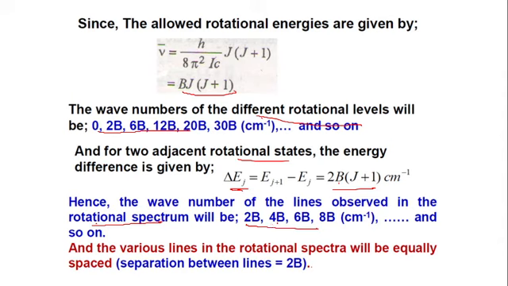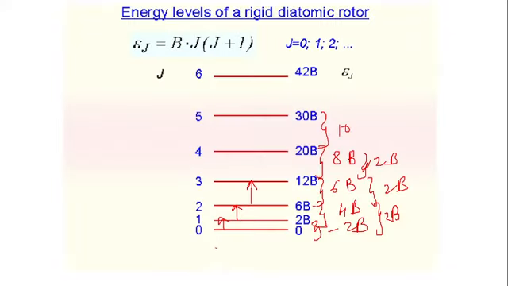2b, 4b, 6b. And the various lines in the rotational spectra will be equally spaced. That means the difference is what? Same. 2b, 2b, 2b. That means this is the wave number of the rotational level. Different rotational levels have the values 0, 2b, 6b, 12b. And in the rotational spectrum, the difference of these two is 2b. The difference of these two is 4b, 6b, 8b. And the difference of these is equal to what? 2b, 2b. The spacing between these two levels is equal to 2b.